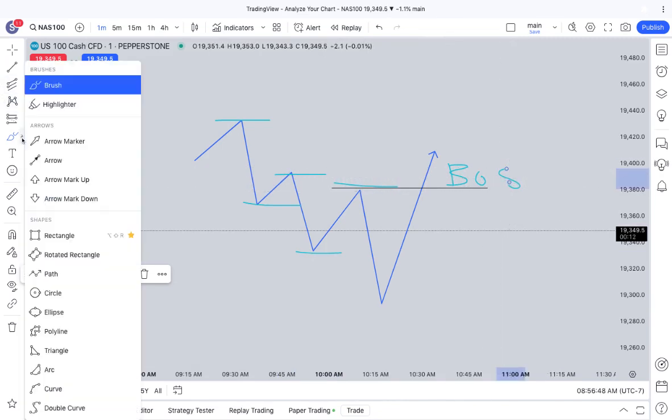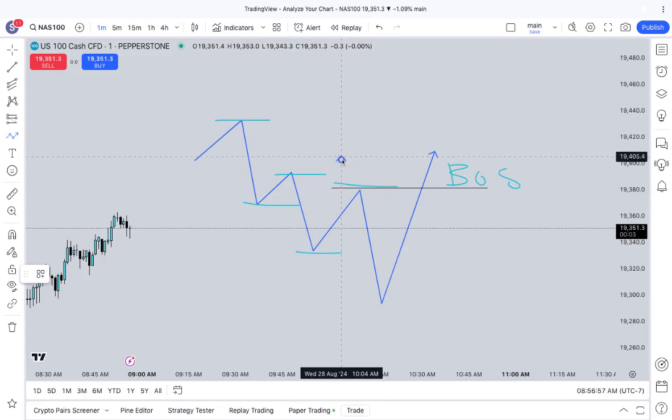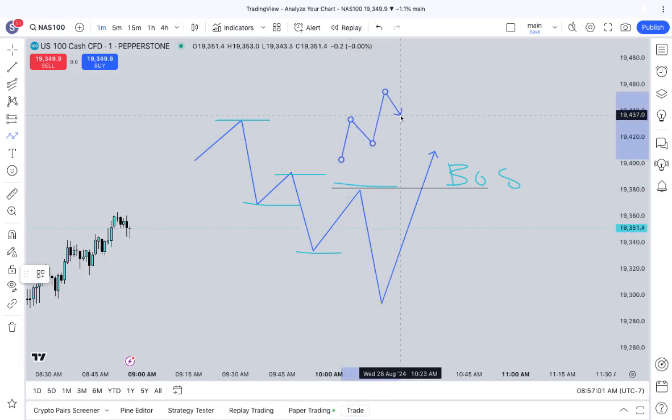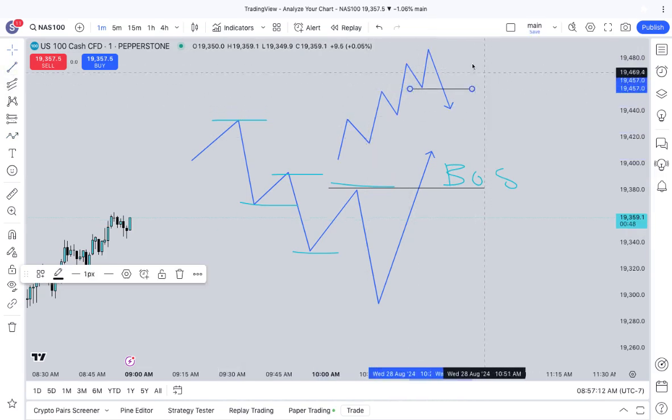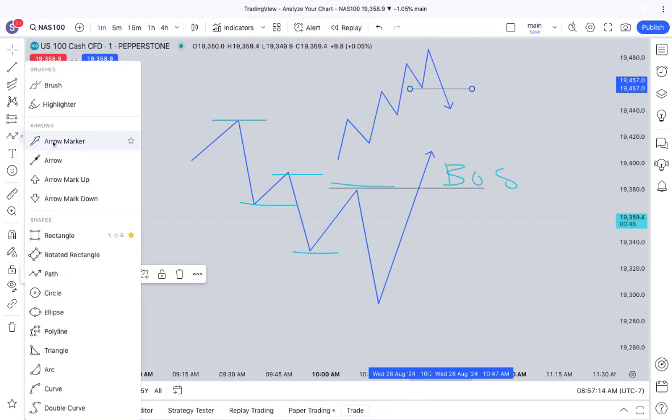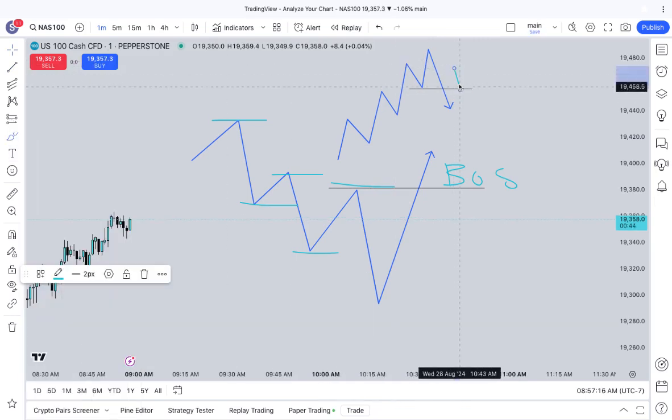Same thing with bearish. So same thing with bullish to bearish. So say we have a bullish market and we pass through that low, that would be considered a break of structure. So let's draw that out. Okay, so that is now a break of structure here.